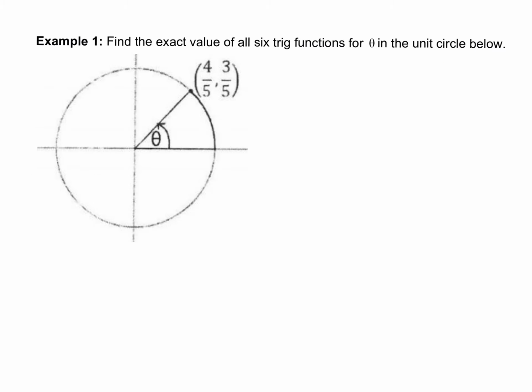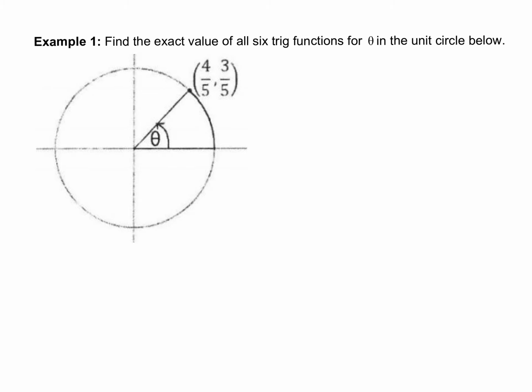Okay, so let's find all 6 trig functions for theta in the unit circle below. Now, the key here is that I was told that this is a unit circle. So I know that this radius is 1. And then if you, again, think of drawing in those measurements that would represent how much you move up and down and left and right, you can quickly see that 3/5 is how much I moved up, and 4/5 is how much I moved to the right. So I've got the lengths of the sides of my triangle if I need them.